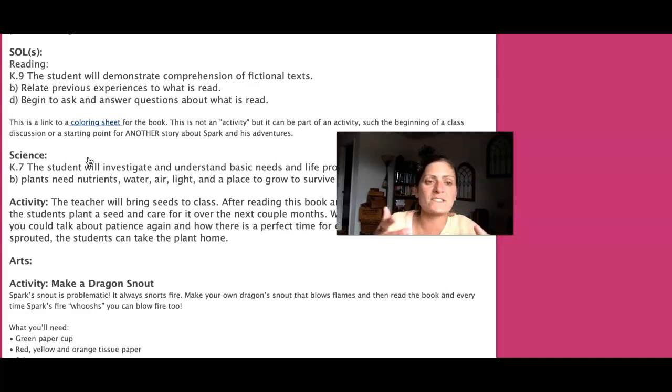Or you could use this coloring sheet as the starting point for a creative assignment with the students, where they have to write about something that Spark does the next day after the book ends. Like, how would his story continue? And just have them sort of free write and begin with drawing a picture, because pictures are great ways to start writing ideas with kids. So that's one of the things you could do.